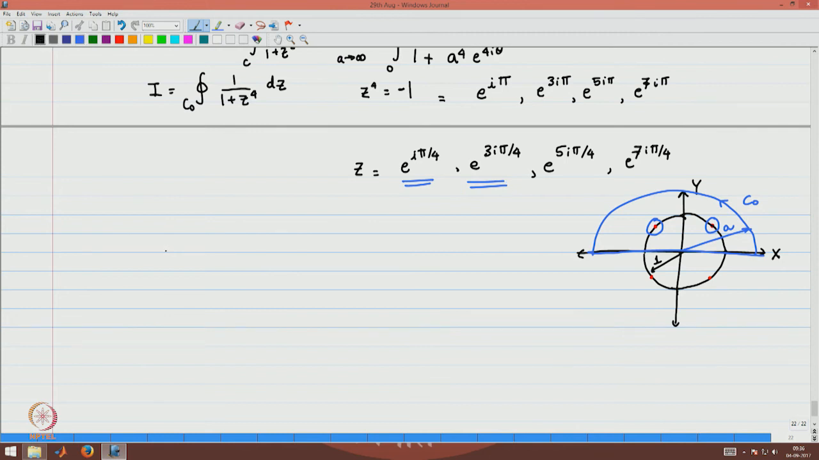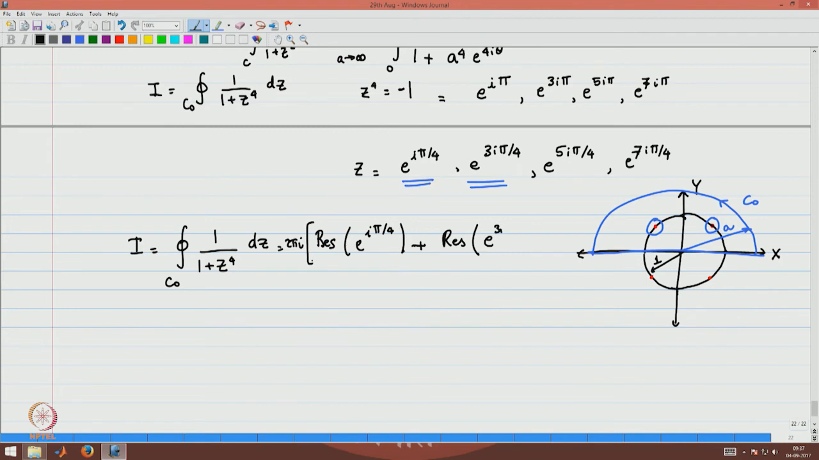So then what I can write is that this I, which is the integral over C0 of 1 over 1 plus z power 4 dz, is equal to 2 pi i times the residue at e raised to i pi by 4 plus the residue at e raised to 3 i pi by 4.